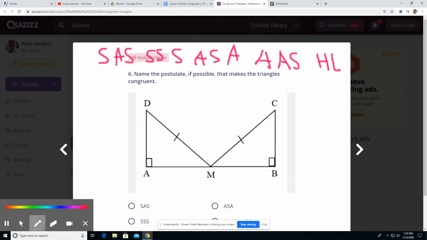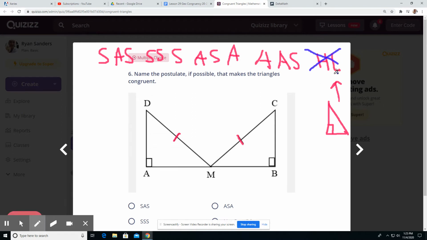Okay, let's see. Well, what do we got? We got a right triangle, so that could be hypotenuse leg, because that's for right triangles. Okay, so do we have a hypotenuse? Yes, we have the hypotenuse that matches. Do we have a leg that matches? No, they do not say anything about the matching legs. So it's not hypotenuse leg.